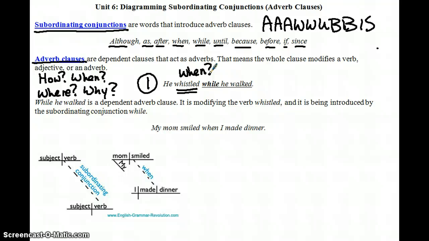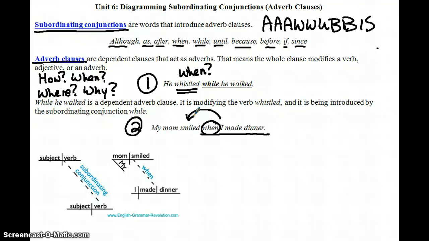Now, how do we diagram these? Let's take a look at our second example. My mom smiled when I made dinner. Well, when's our AWUBIS word? So that makes when I made dinner my subordinate clause, right? So it's answering the question when or why your mom smiled. Both are adverbial questions. So we know it's acting like an adverb.